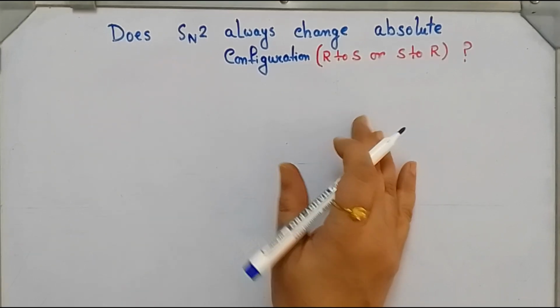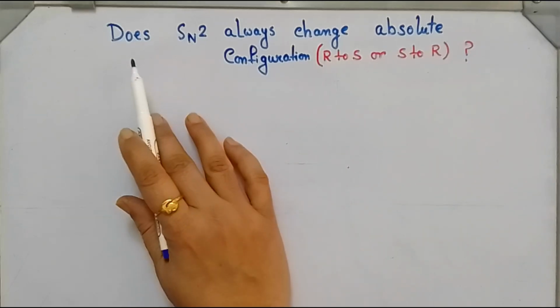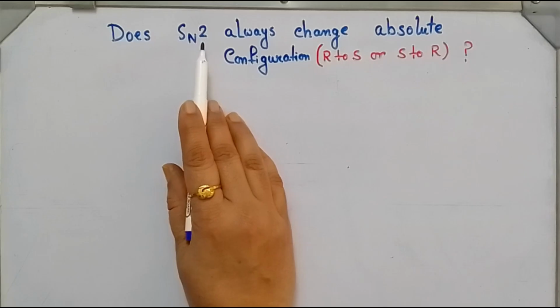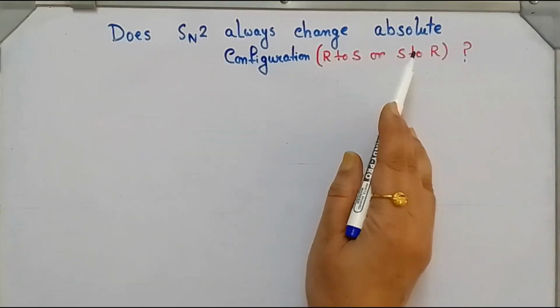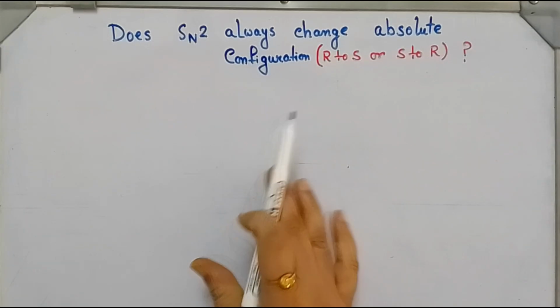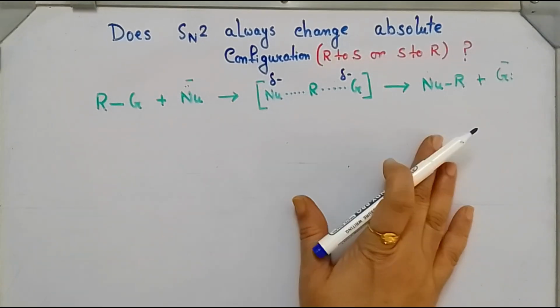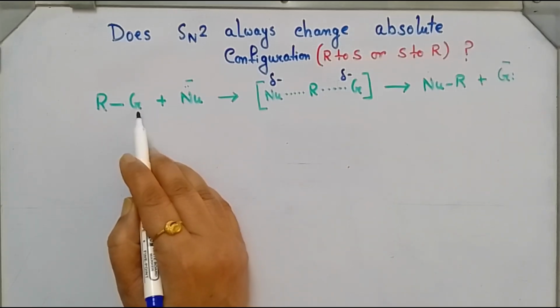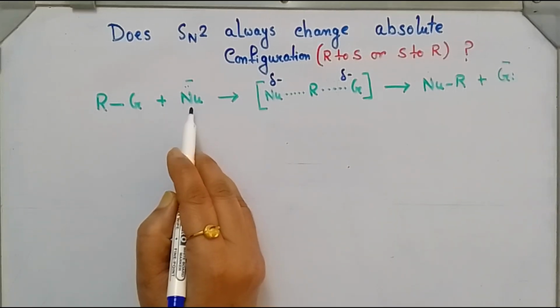In this lecture I am going to explain: does SN2, meaning nucleophilic substitution bimolecular, always change absolute configuration? Let's start. This is a schematic representation of an SN2 reaction. This is the leaving nucleophile or leaving group. This is the attacking nucleophile or incoming nucleophile.